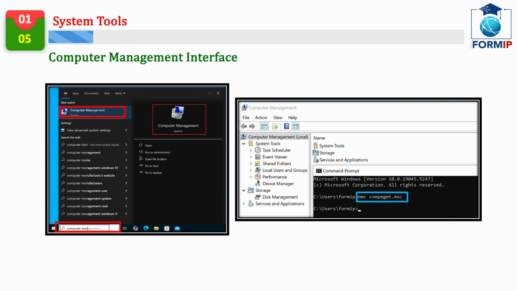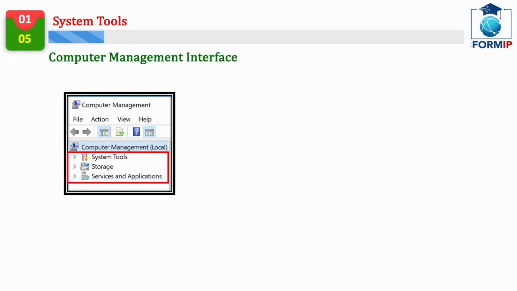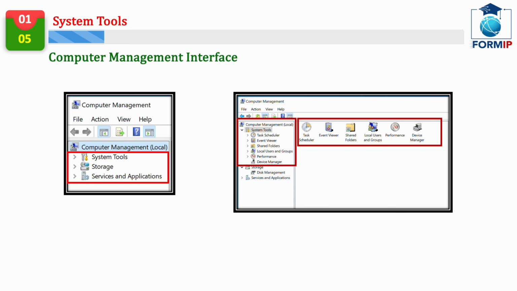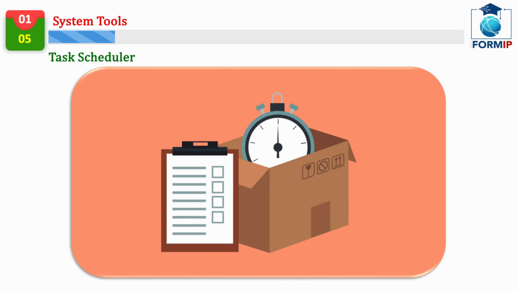Computer Management gives us access to 3 administrative tools: System Tools, Storage, and Services and Applications. System Tools. If you scroll down the System Tools menu, you can see everything behind it. Task Scheduler. Let's start with the Task Scheduler, which, as its name suggests, allows you to schedule recurring tasks automatically, so you don't have to do it yourself.